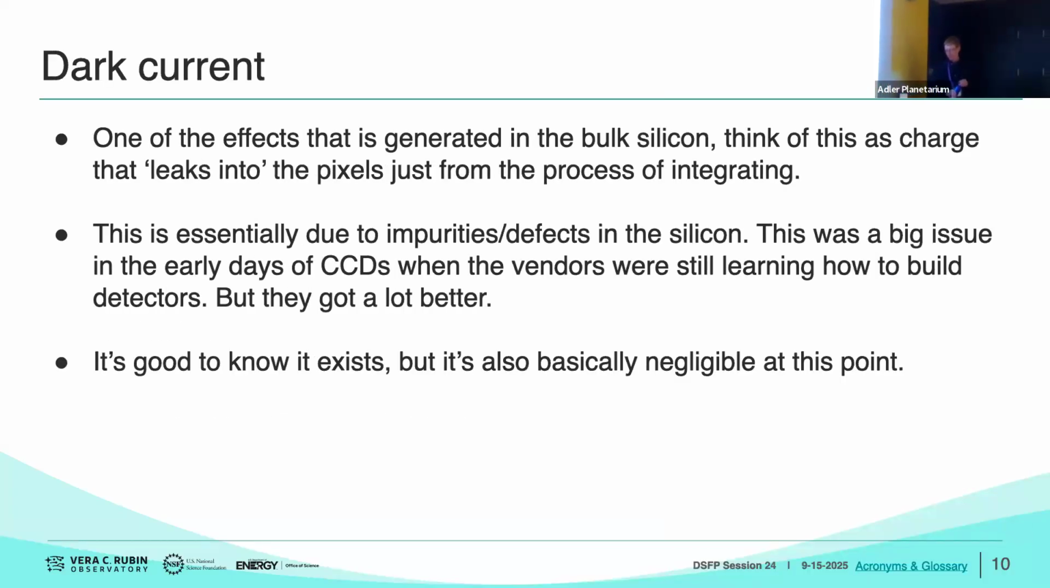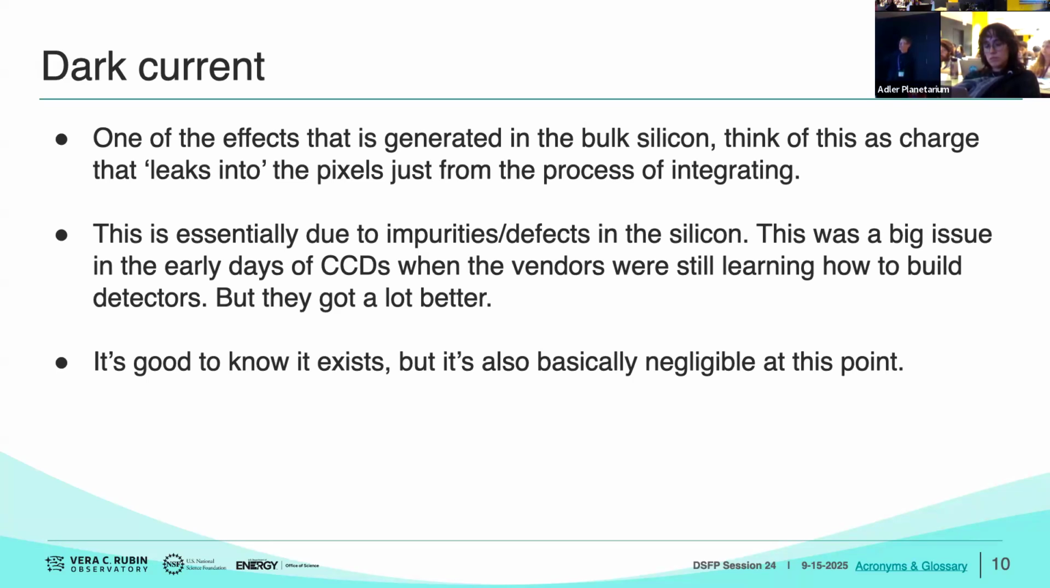I was just going to mention dark current because it's one of the classical things we talk about. For years and years, dark current was a problem in CCDs, and it's basically not a problem anymore. In the early days, it was basically defects in the silicon itself, which let charge leak into the pixels over time. It's like a hot pixel, but at a very, very small level, and in fact a uniform effect across the entire sensor.